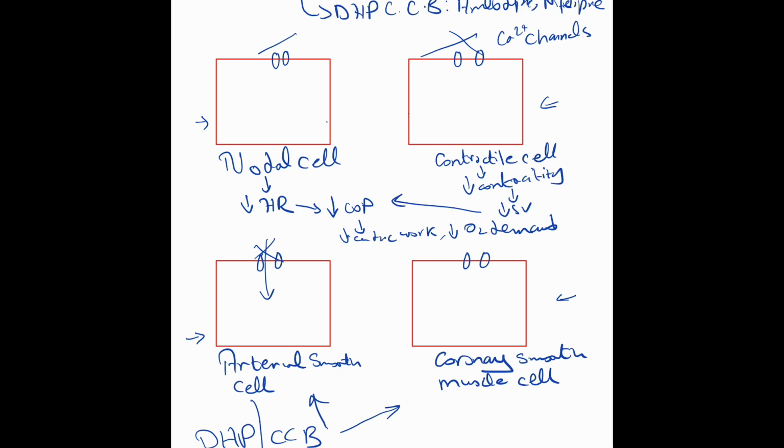In the coronary smooth muscle cells, if you block the calcium entrance, you cause vasodilation, which causes increased oxygen supply. This phenomenon is really helpful in treating vasospastic or Prinzmetal angina that we talked about earlier. So this is exactly how the mechanism acts.